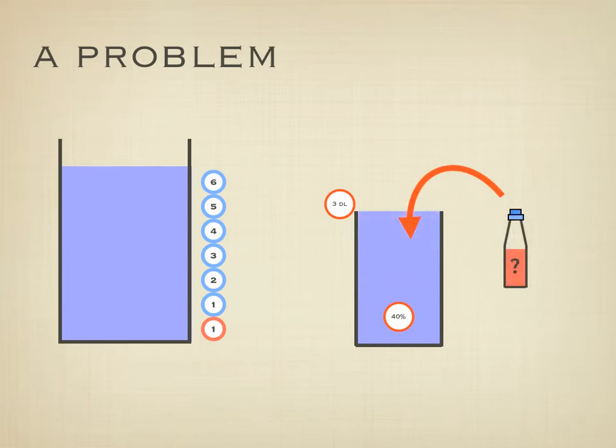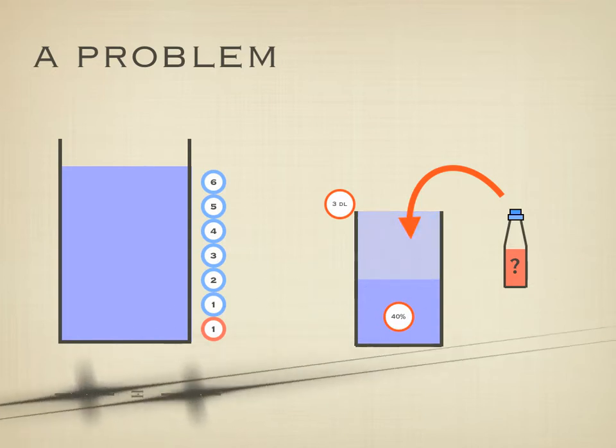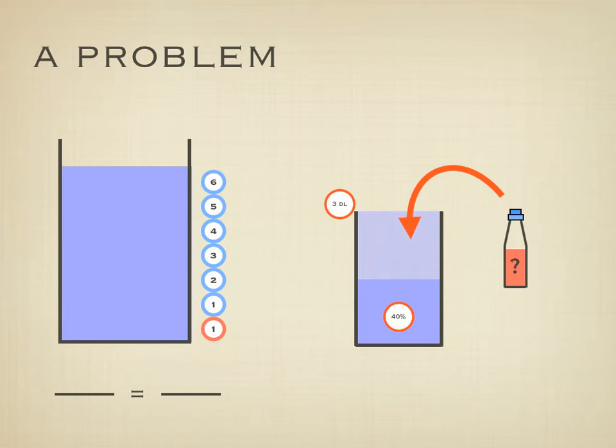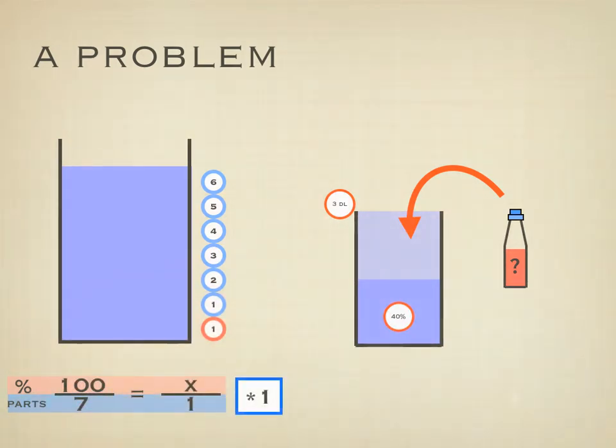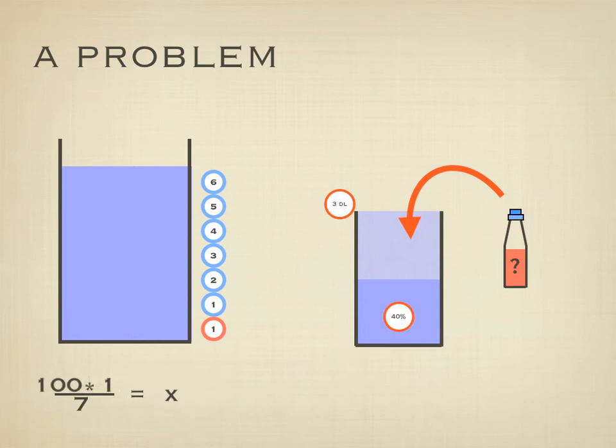First, let's find out how many percent of the syrup we have in the mixture. We set up an equation again. We're looking for x, the percentage. We know that 100% are 7 parts. So we're looking for the percentage of 1 part. We solve the equation for x, and the result is 14.29%.